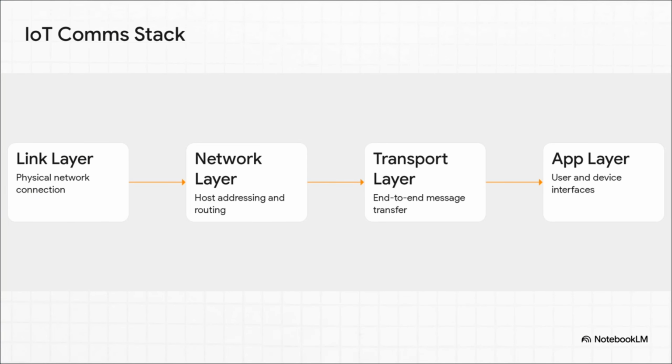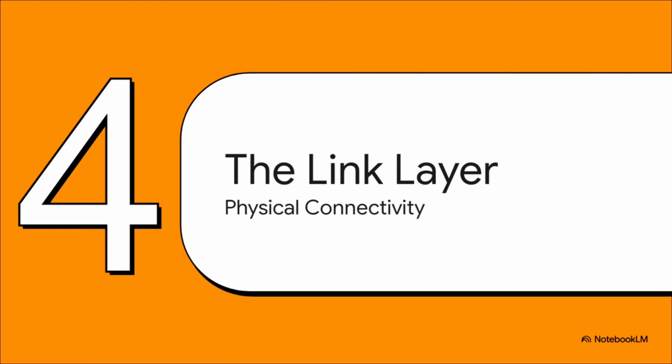IoT communication is highly organized into a stack of 4 distinct layers: the link layer, the network or internet layer, the transport layer, and the application layer. It's a whole chain of command. But for this explainer, we are going to focus our microscope specifically on the very bottom foundation of that stack, the link layer. Which brings us to section 4, exploring the link layer.